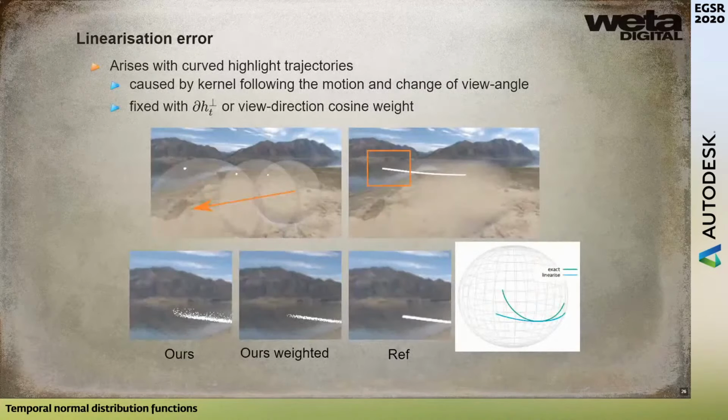Here we can see a sphere moving back to front, leaving a highlight curved trail due to the change of the view angle during the motion. The movement itself instead is straight.